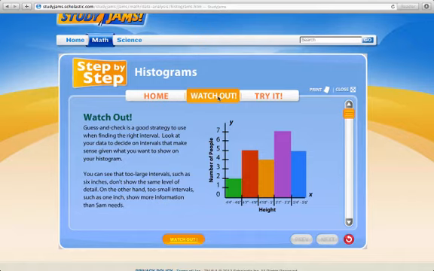Finding the right interval can be a little tricky. Guess and check is a good strategy to use. Look at your data to decide on intervals that make sense given what you want to show on your histogram. That's where a frequency chart can come in handy.